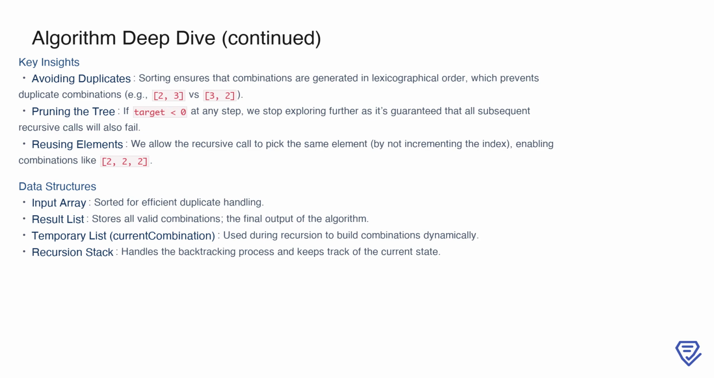In terms of data structures, the input array is sorted for efficient processing, and we maintain a result list to store all valid combinations. Additionally, we use a temporary list, current combination, to dynamically build combinations during recursion. Finally, the recursion stack handles the backtracking process, keeping track of the state as we explore different paths.